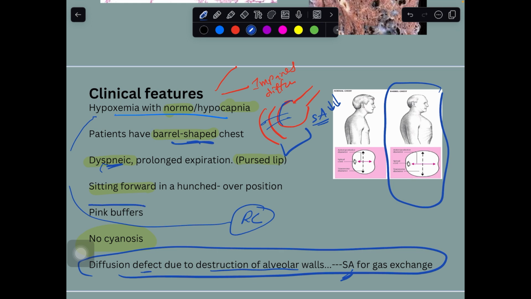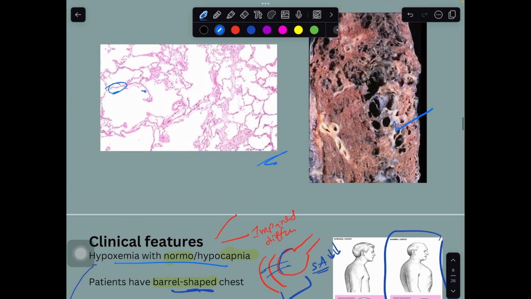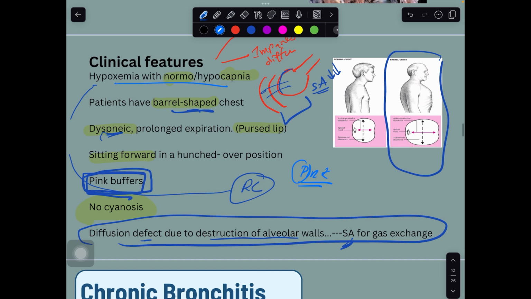Another very important keyword is pink puffers. Pink puffers. These patients will expire and put in a lot of exhaustion. They will be very exhausted because of how much effort they need to put in to breathe properly. I like to learn it as pink puffers. Pink, just like the alveoli that we see, they're pink in color. So pink puffers. Puffer, you can think of the barrel chest, right? We can just try to link them in this way.